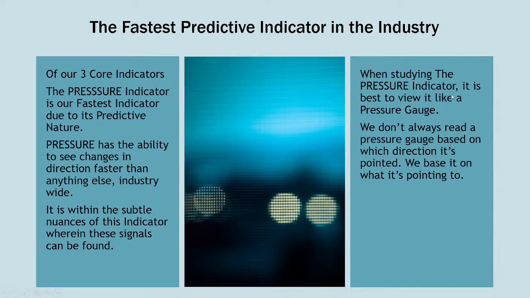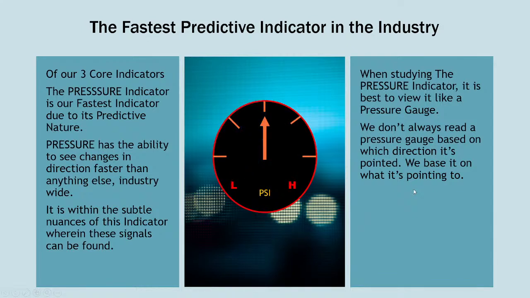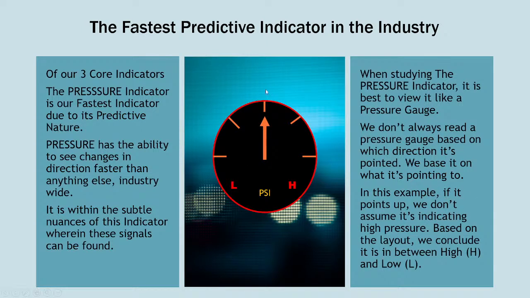So when studying the pressure indicator, it's best to view it like a pressure gauge, all right? We don't always read a pressure gauge based on which direction it's pointed. We base it on what it's pointing to, right? So in this example right here, if the gauge points up like it's doing, we don't assume it's indicating high pressure. Because it's pointing up, when we think high or up pressure, that would be the assumption if the L and the H were not present, right? If we didn't see that L and that H, we could make the assumption that this is high pressure.